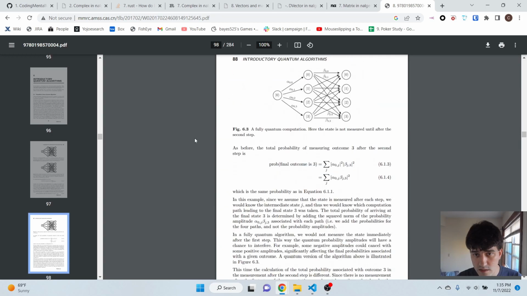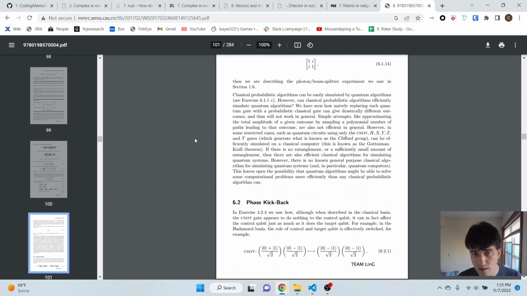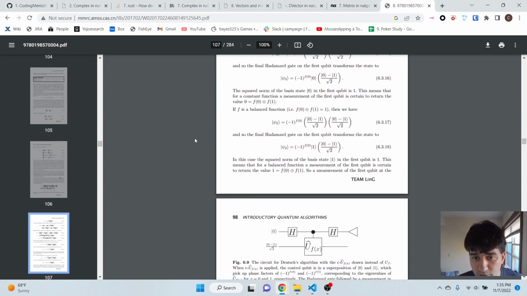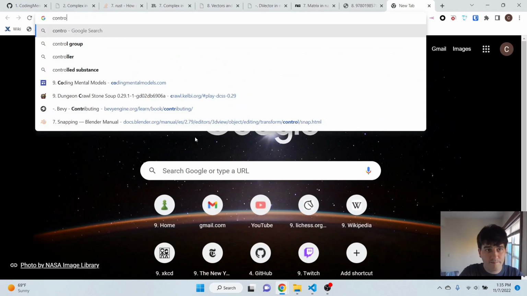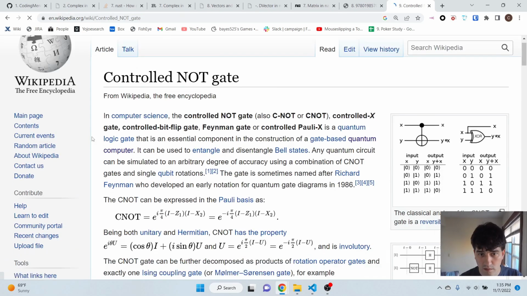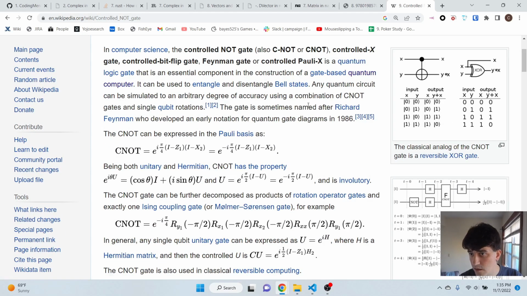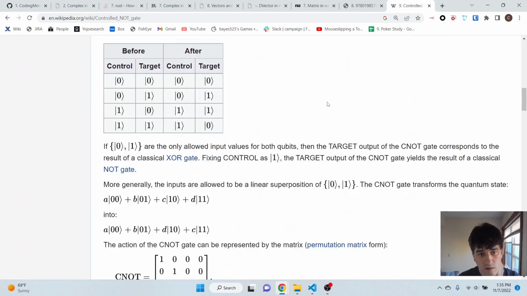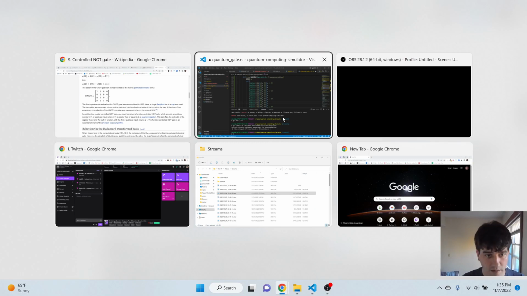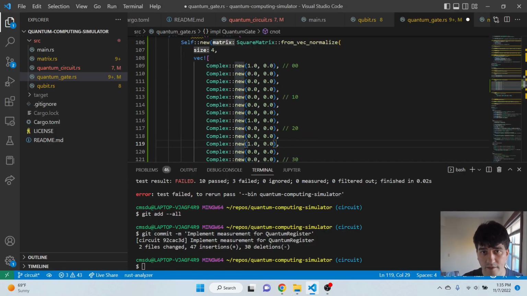Controlled NOT gates. I could also work it out for myself what it is, but that really doesn't seem efficient. Let's see. There we go. Is that the matrix? No. That's the matrix. Okay, here we go. So it's basically the identity in the top left corner and the inverse in the bottom right corner and zeros in the middle.